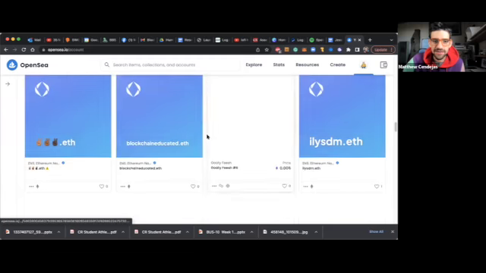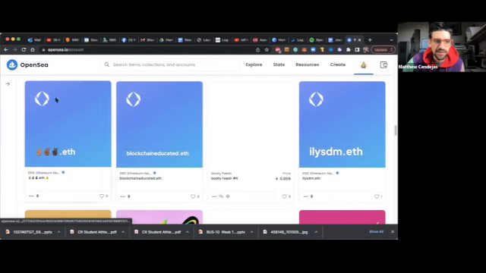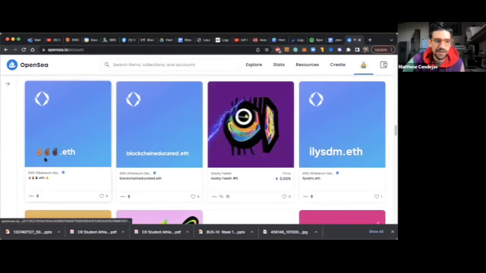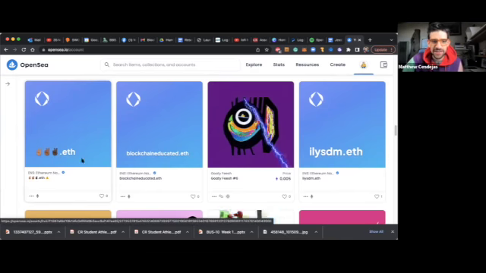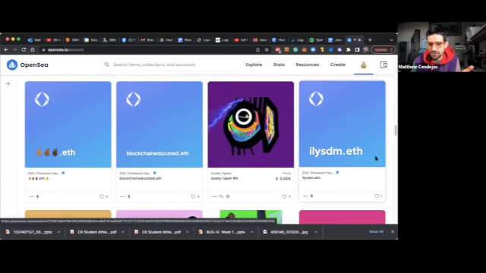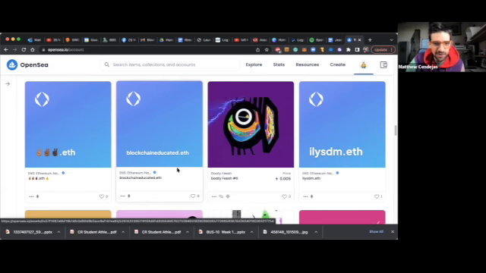And then scroll down here. So these are the three that I bought: 3psign.eth, blockchaineducated.eth, and I love you so damn much.eth. And I'm not using them really right now, other than this one right here, I love you so damn much, which I linked to my OpenSea. But hopefully someday I will have a business with the blockchain one's website running on it.